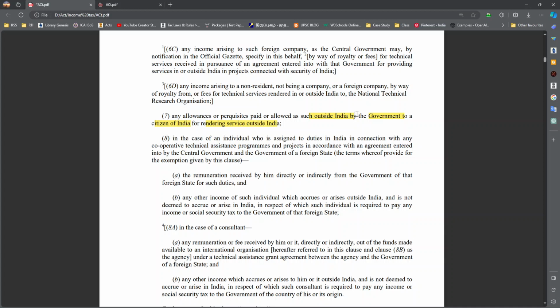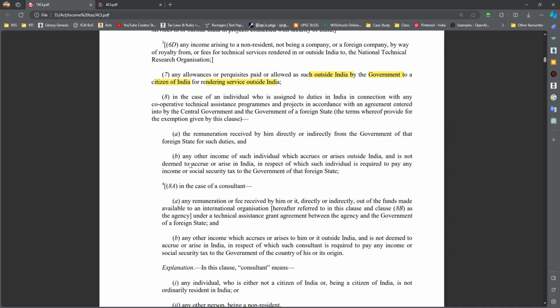Salary is taxable. In the case of an individual who is assigned to duties in India in connection with any cooperative technical assistance programs or projects in accordance with the agreement entered into by the central government and the government of a foreign state, the clause further provides exemption for remuneration received by him directly or indirectly from the government of that foreign state for such duties. So here is an individual who is assigned duties in India in connection with the cooperative program, for technical support of a program or project, assigned for an agreed period by the central government and the foreign government. He is receiving some remuneration directly or indirectly from the foreign state, and that is exempted.